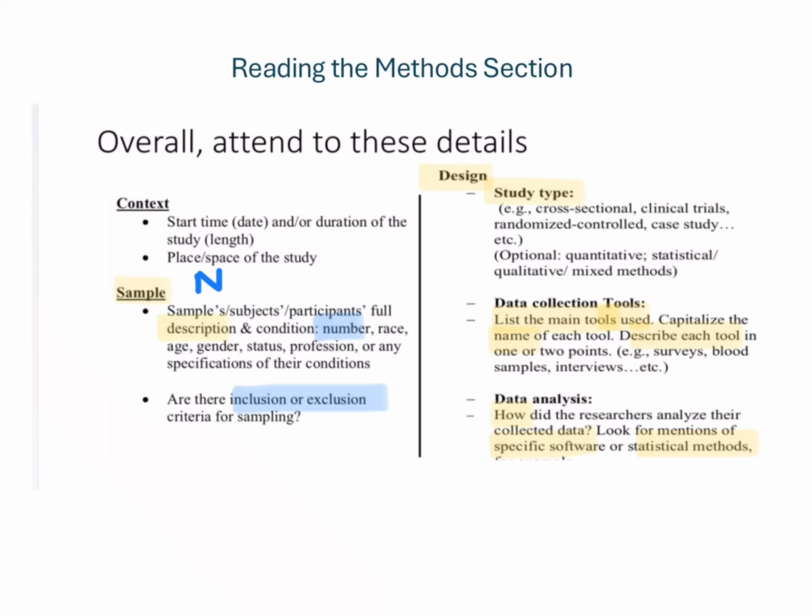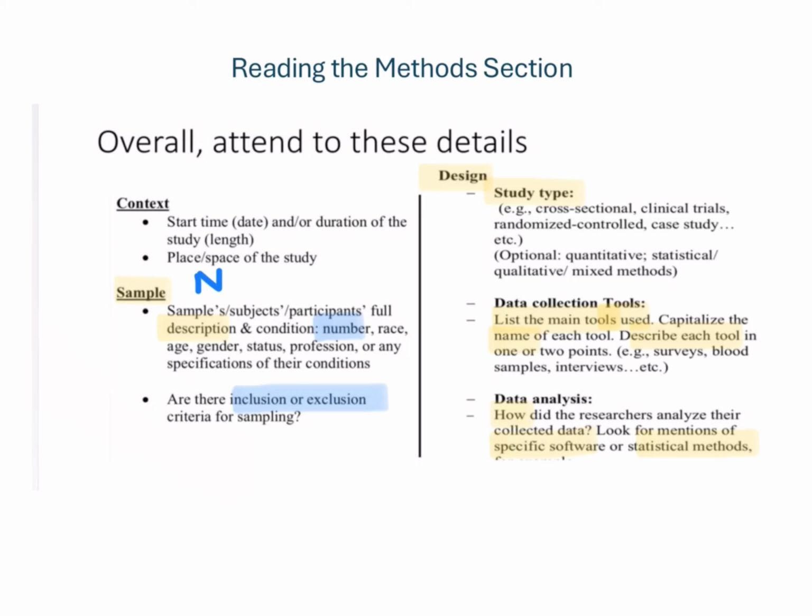Your total N will be the number that finished the study, and you'll get information about their average age, gender, and information that relates to why they were included in the study or perhaps why they were excluded.